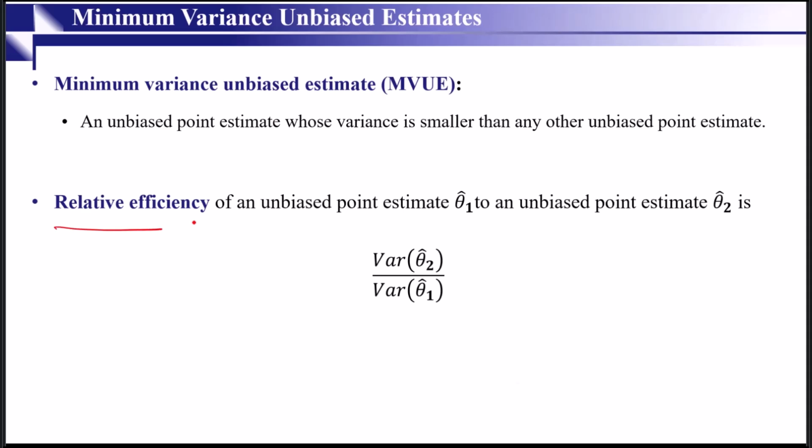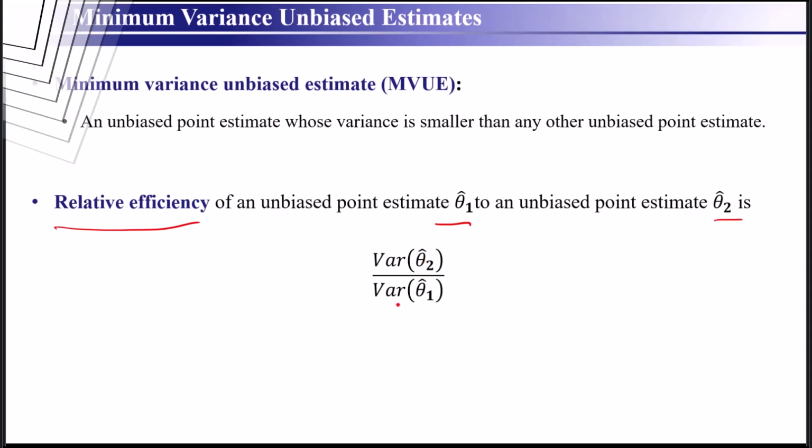Then we have relative efficiency. This is relative efficiency of an unbiased point estimate like theta 1 to unbiased point estimate theta 2, which is variance of theta hat 2 divided by variance of theta hat 1.